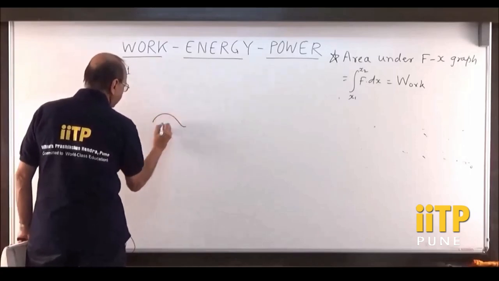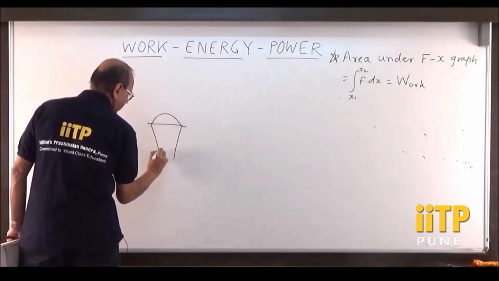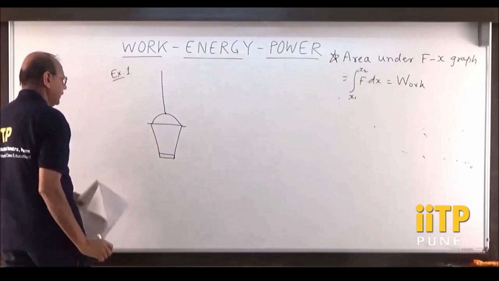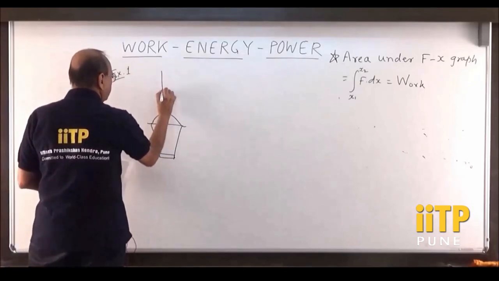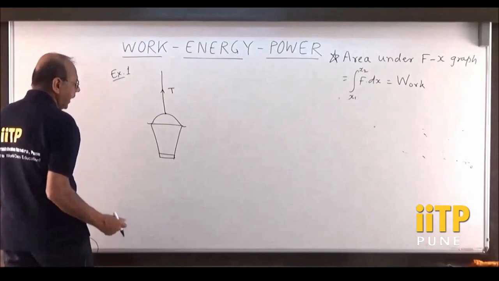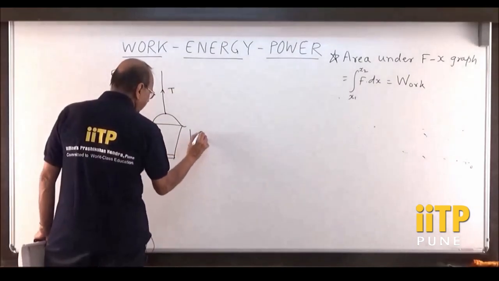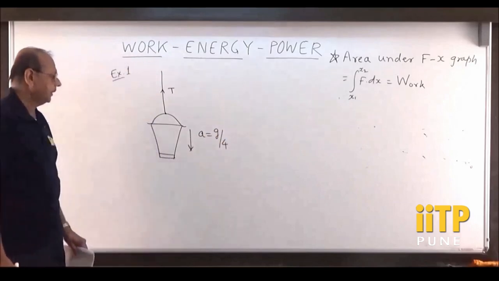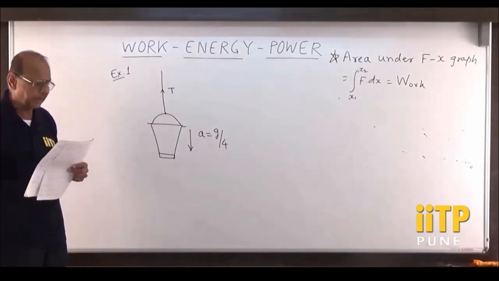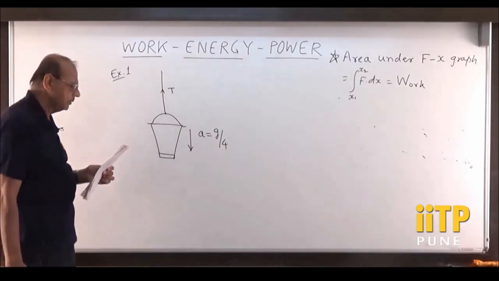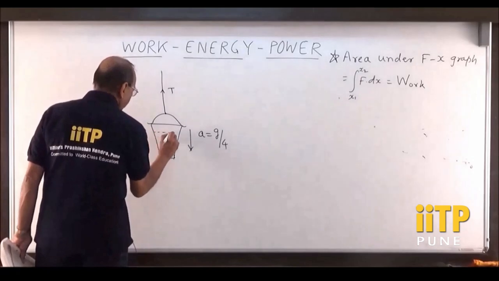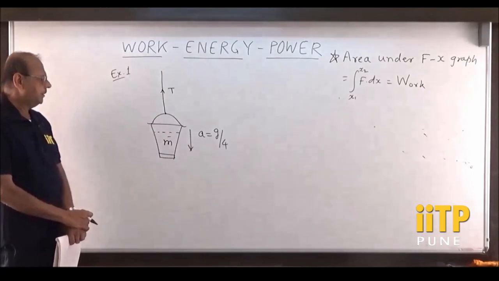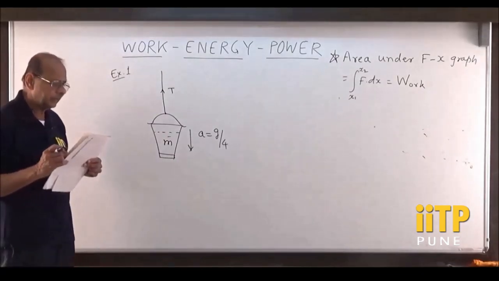Suppose there is a bucket which is tied to a rope. If the bucket is tied to a rope, obviously there will be some tension in the rope, and I am lowering the bucket down with an acceleration equal to g by 4. Let's say the mass of the bucket with whatever water it has got is m. Mass of the bucket with its content is m.